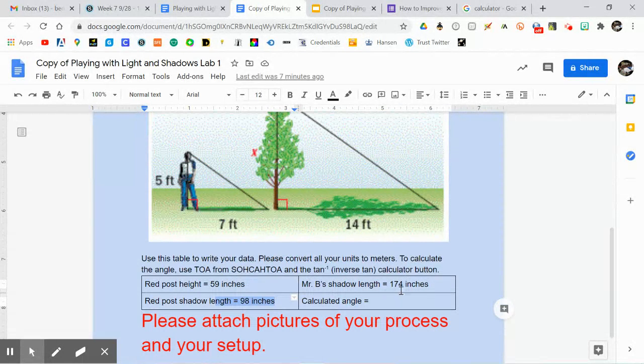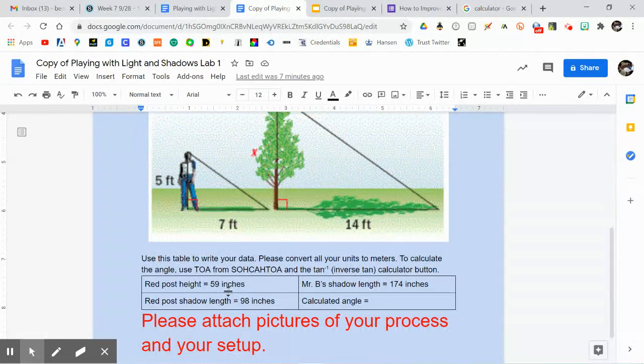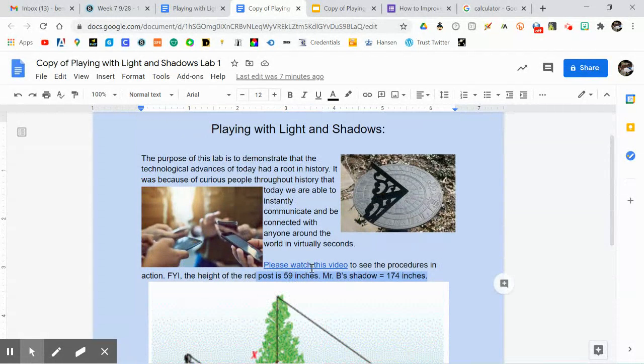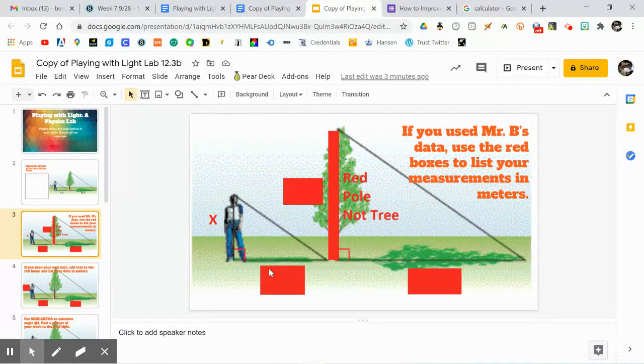The 59 inches and the 174 inches I got from right here. That is where I got that information from. But the red post shadow length is not 98 inches. I'm not sure how much it actually is. You're just gonna have to watch the video. This is the data that I would be using if I chose Mr. B's data, and that's what I would be putting right here in these boxes.